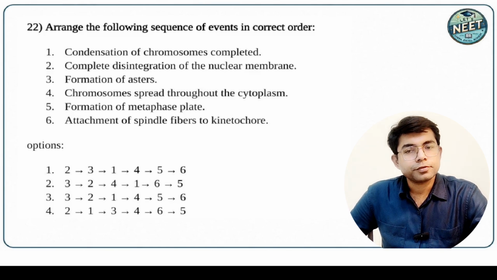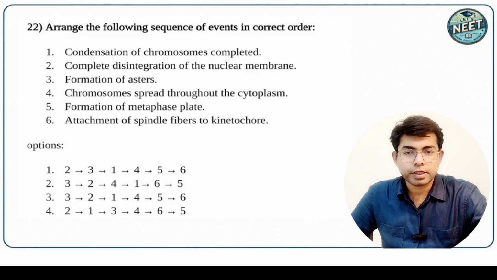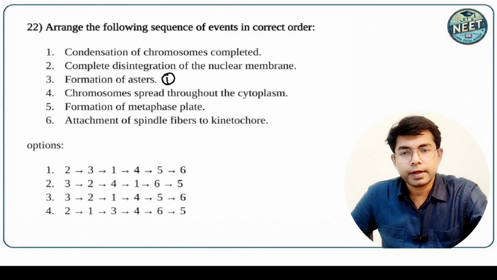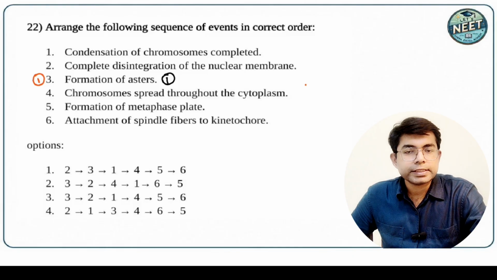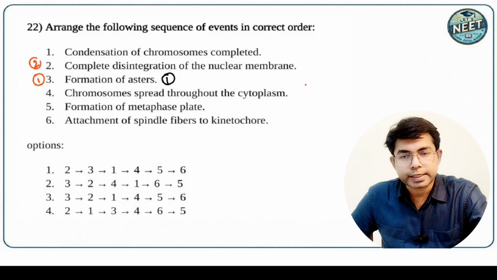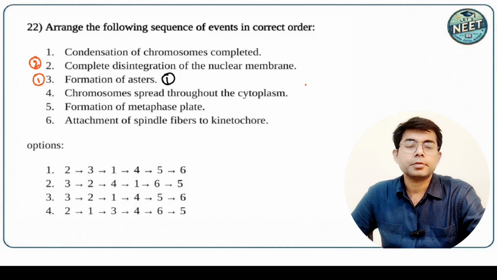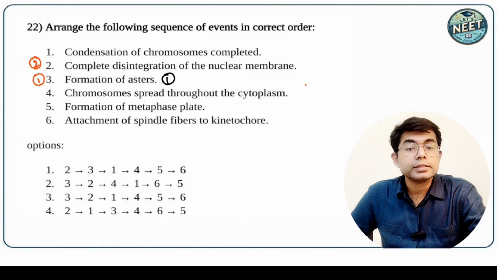So basically here first we will see what are the stages of prophase. So here we see formation of aster, this will be the first one. Then the second one will be complete disintegration of the nuclear membrane. Complete disintegration of the nuclear membrane marks the beginning of the transition to metaphase.